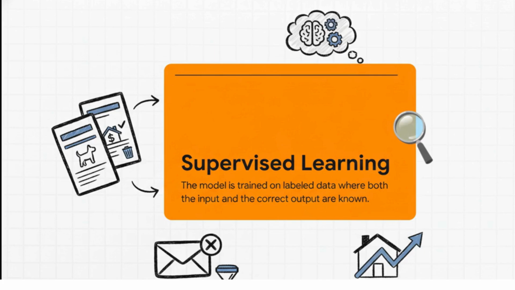The best way to think about this is like studying for a test with a huge stack of flashcards. The machine gets data that's already labeled with the right answer, like a picture of a cat with the label cat. It studies thousands of these, learning the patterns so that when it sees a new picture, it can predict what it is. This is exactly what's powering things like your email spam filter or a website's home price predictions.